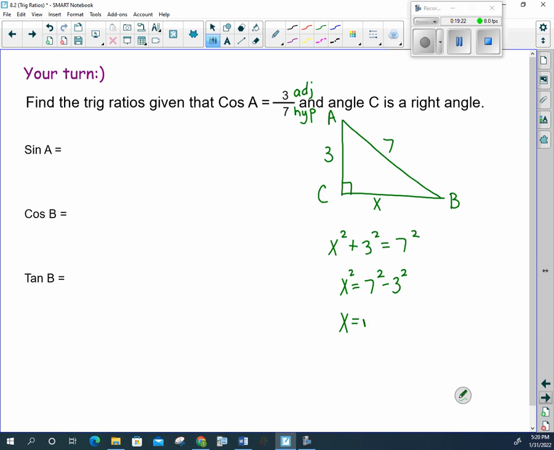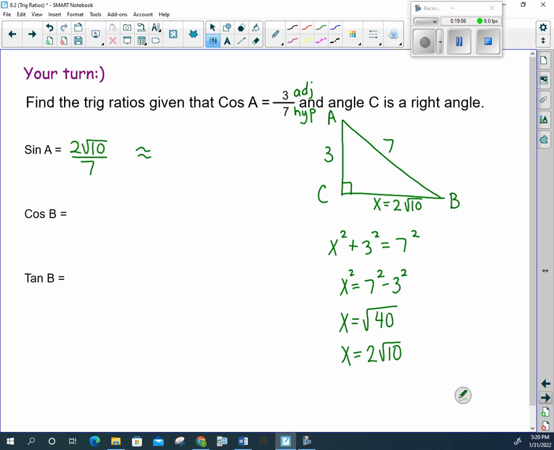X squared plus 3 squared equals 7 squared. So x squared equals 7 squared minus 3 squared. So x is going to be the square root of 40, and that's going to turn out to be 2 square root of 10. So this side right here is 2 square root of 10. Okay, so sine A is opposite, so 2 square root of 10 over 7. So we could leave it like that. We can have the radical in the numerator, which is a good answer.